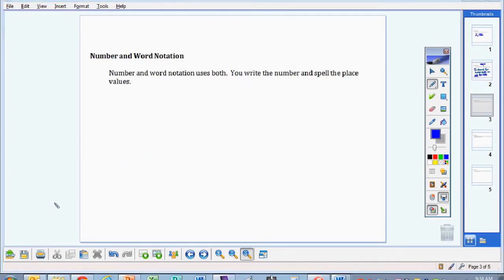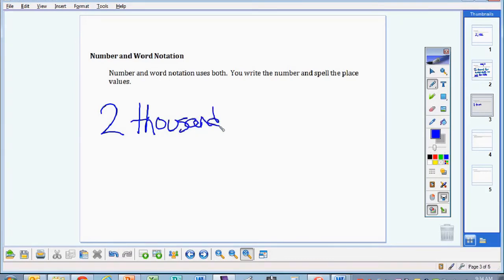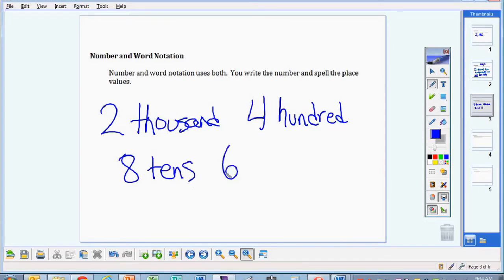And word notation is very similar to word notation, except a slightly different way of writing it. Instead of writing out 2, we would write 2, and then you name the place value 1,000. 4, and then you name the place value 100. 8 tens and 6 ones would be the way to name 2,486. And then we could also add and 5 tenths. Again, we have each number and each place value highlighted with this notation of writing the number.